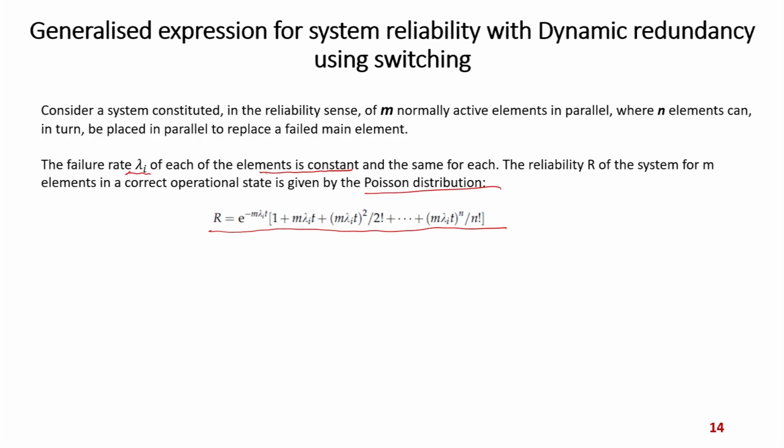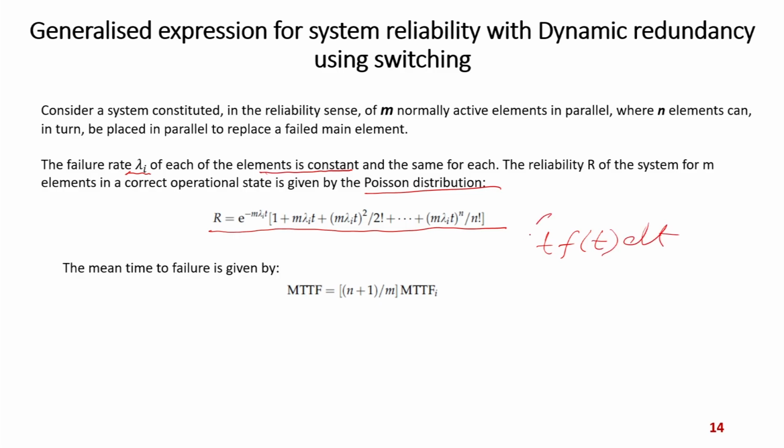Now, once you have this reliability function, you can find the mean time to failure. So, what is mean time to failure? Mean time to failure is the integration of t f(t) dt, and if you integrate it from 0 to infinity, you get the MTTF. So, how do I get f(t)? I will get f(t) by a negative differentiation of R(t), that is f(t) will be equal to minus dR(t)/dt. So, you can find the mean time to failure like this.